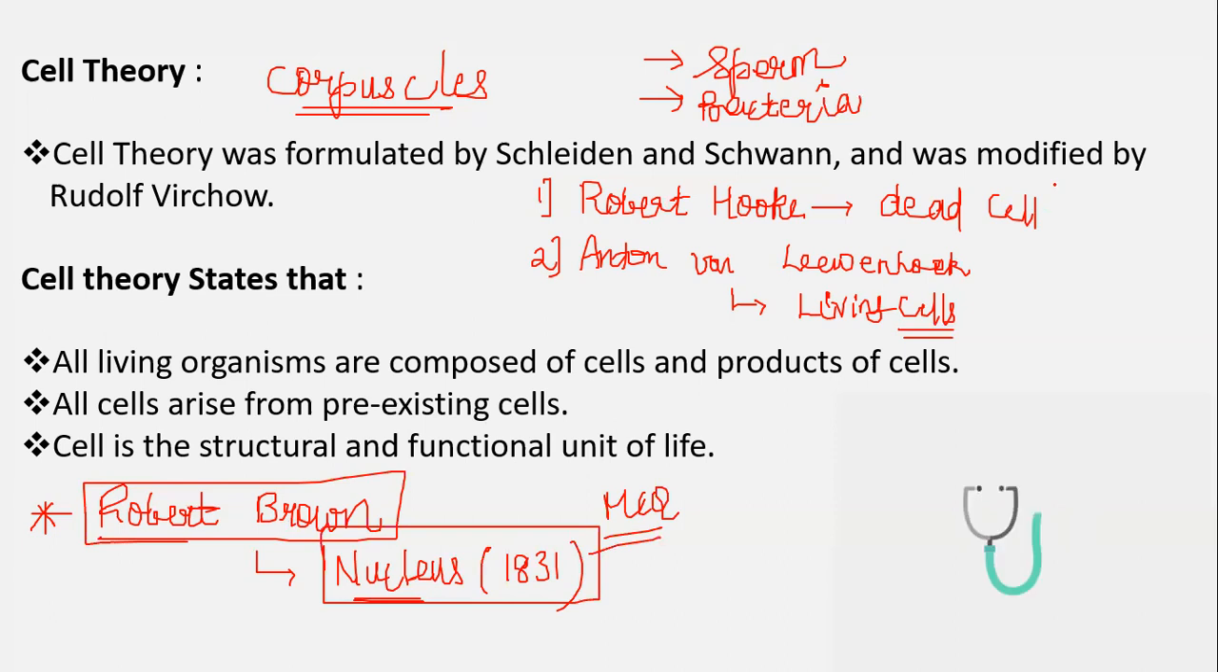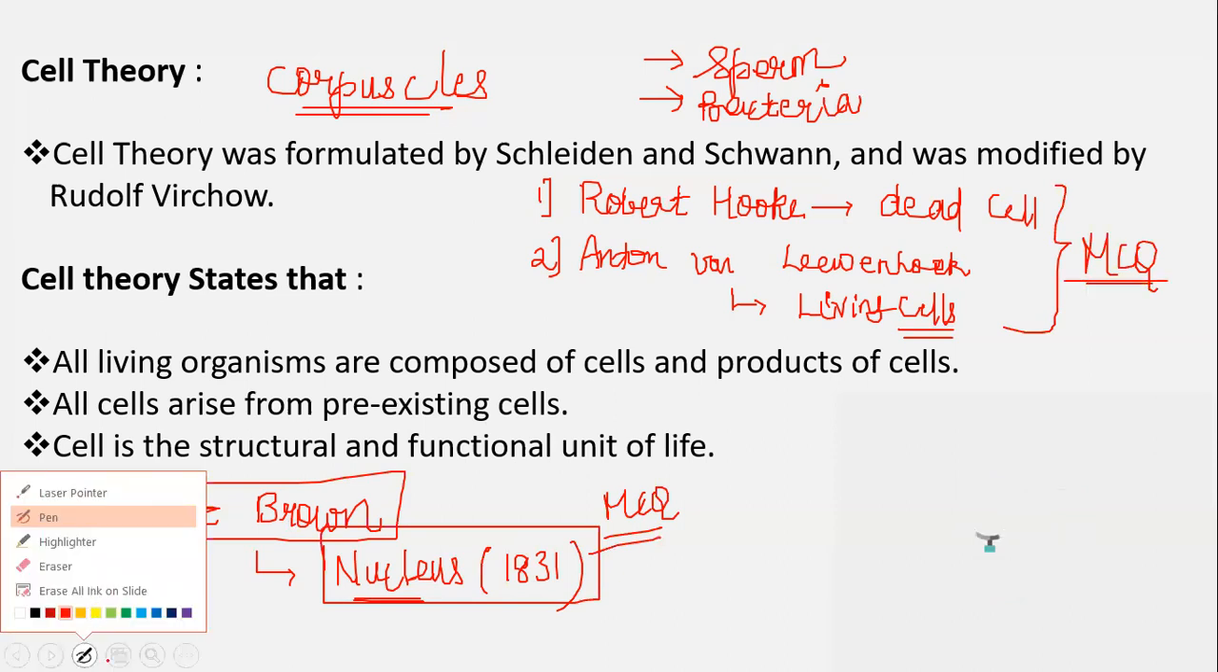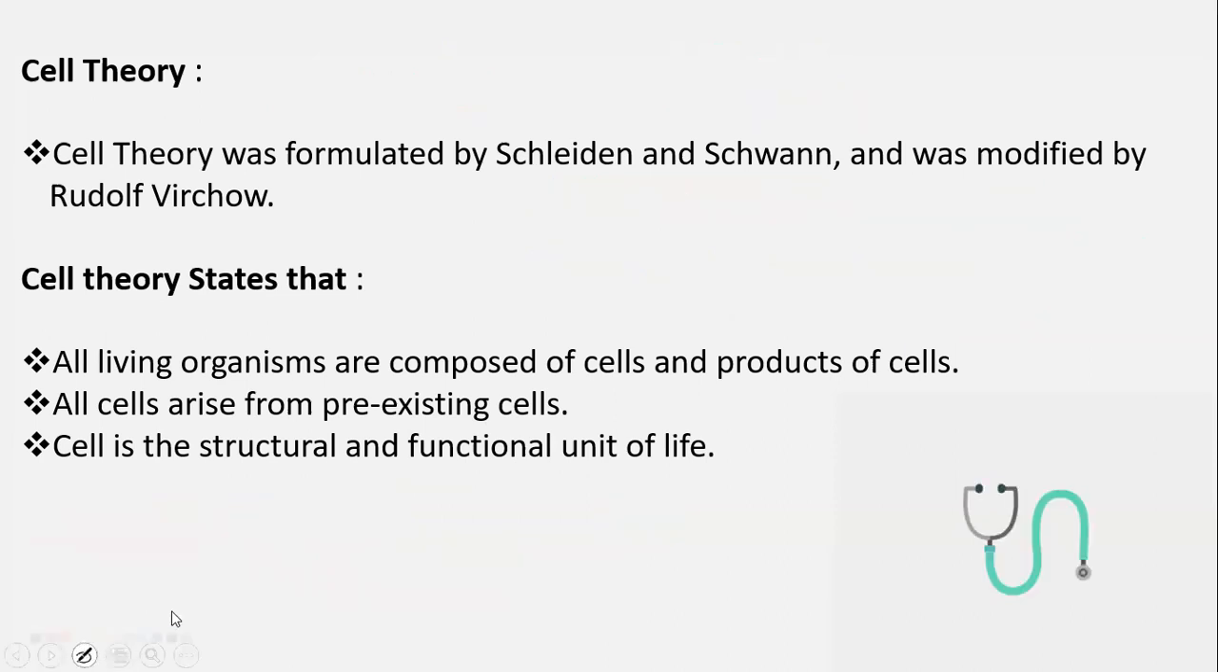He discovered the nucleus in the year 1831, which is a previous year MCQ question. Who observed the dead cell and who observed the living cell? Previous year MCQ question. So let's get into the chapter Cell, the unit of life.